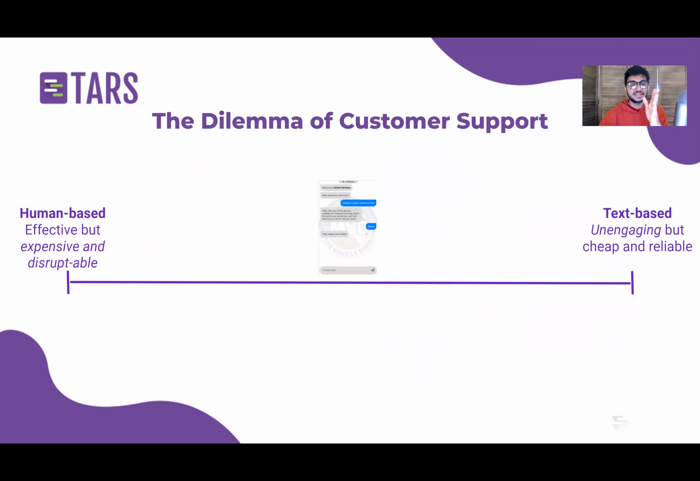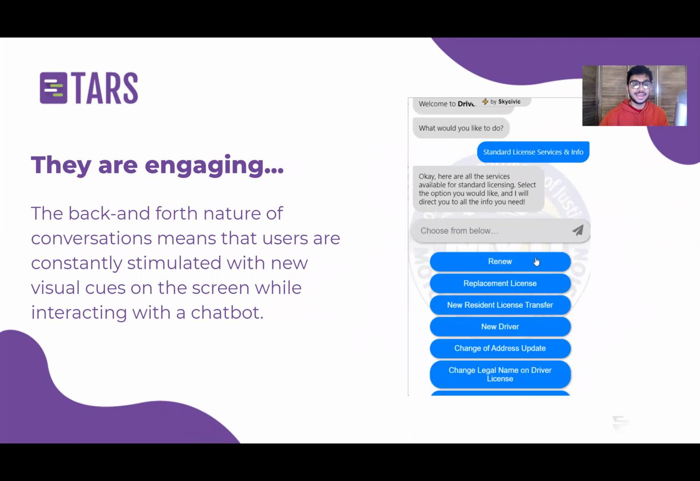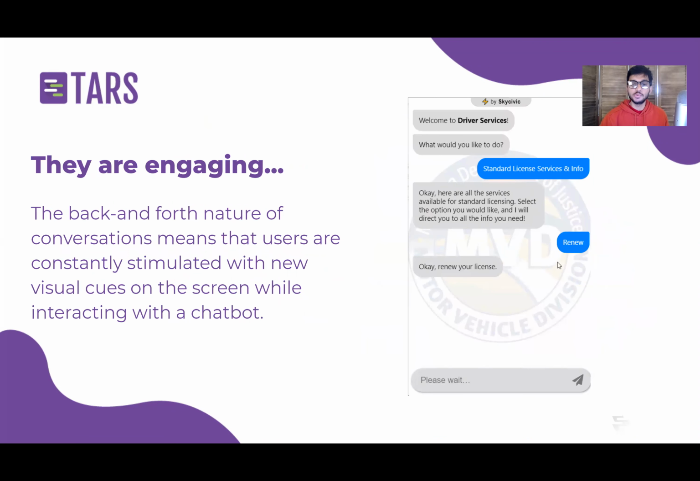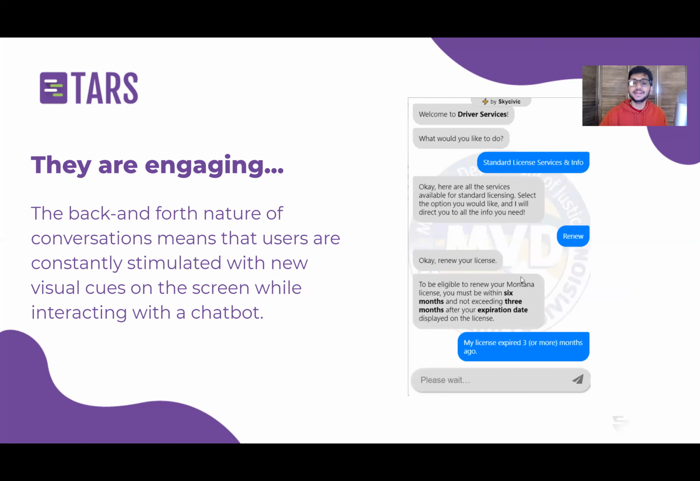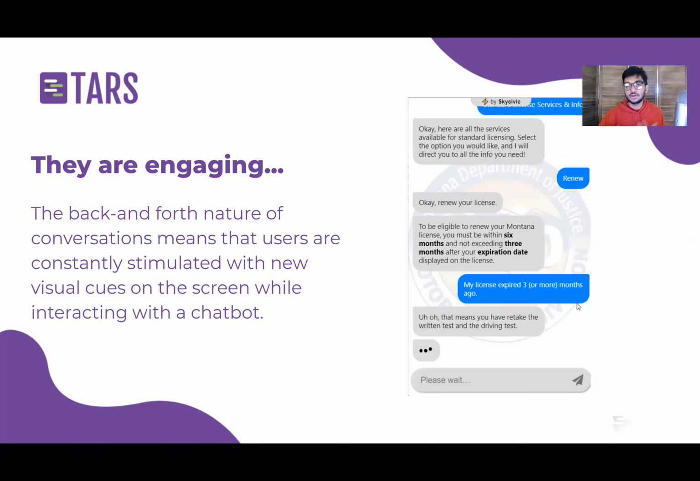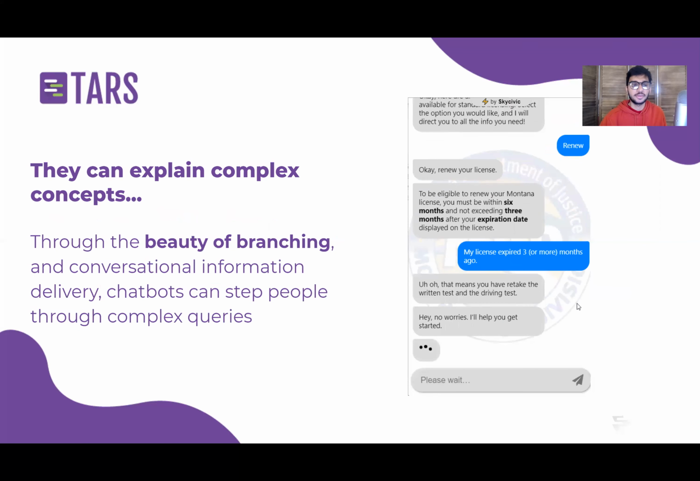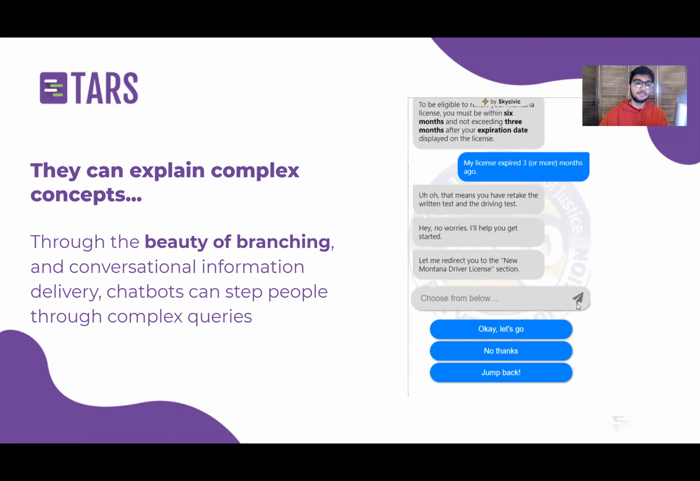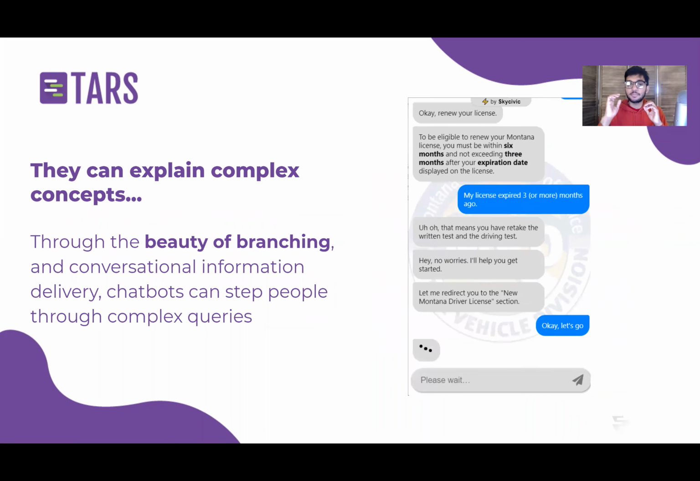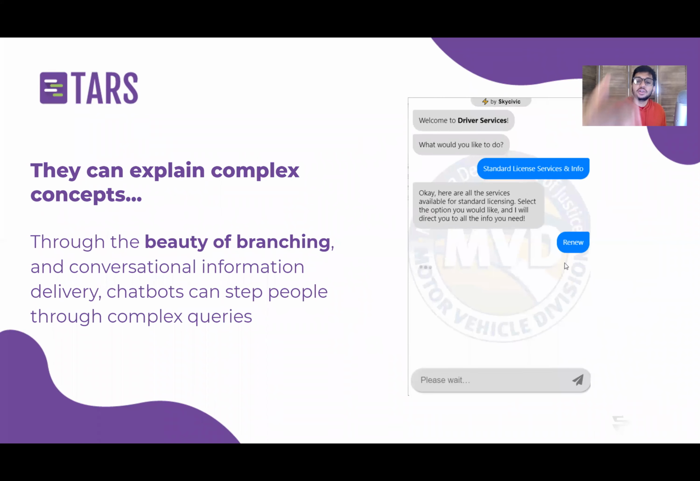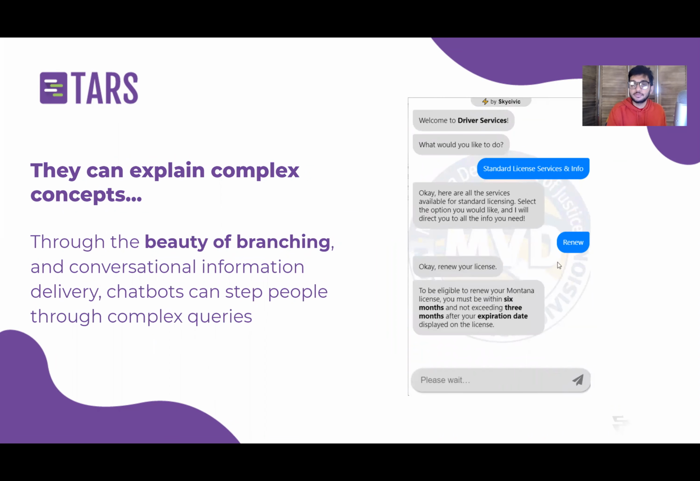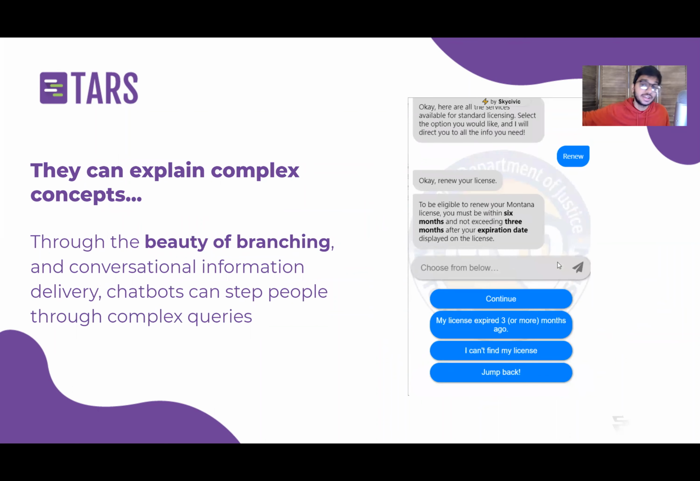But the beauty of chatbots is that they sit in between the text-based and human-based systems on this spectrum over here. They're engaging just like a conversation with a human being because they obviously mimic a human conversation. As you can see on the side, it's structured as a chat, so it feels like you're having a live chat, or it feels like you're having a conversation with someone or something on the other end. They can explain complex concepts just like a human being can through the power of branching. So essentially what branching is, based on what the user tells you, you can show them a different set of information. Text-based systems usually cannot do that.